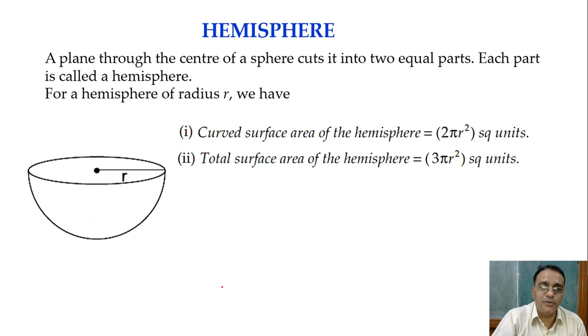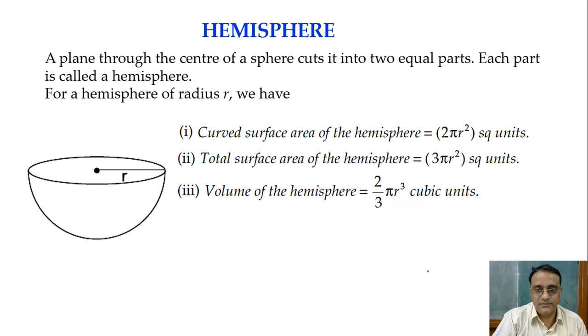Now what is the volume of this hemisphere? 2 by 3 pi r cube. The half of the volume of sphere. Sphere का 4 by 3 pi r cube है. So इसका फॉर्मूला हो जाएगा 2 by 3 pi r cube, cubic units. Okay. So now we are going to start the class 10th syllabus.